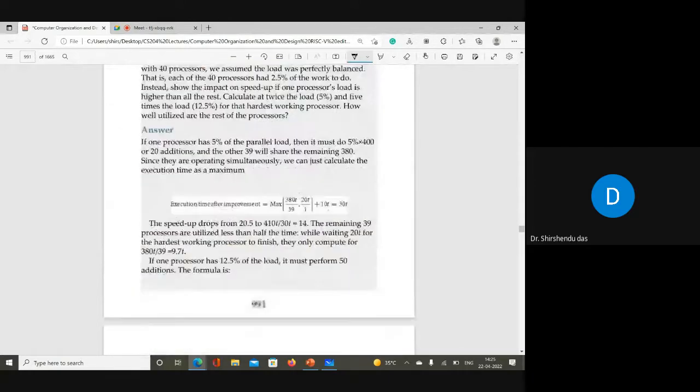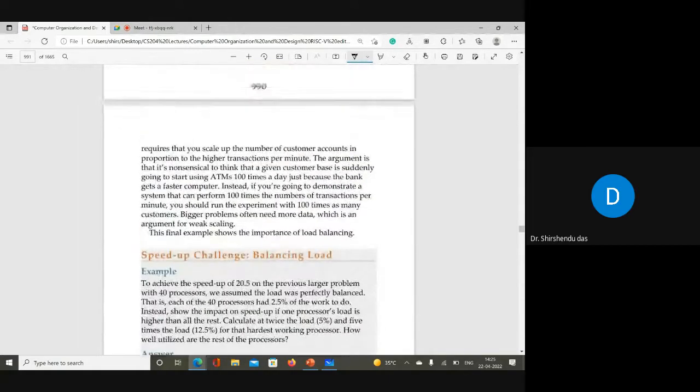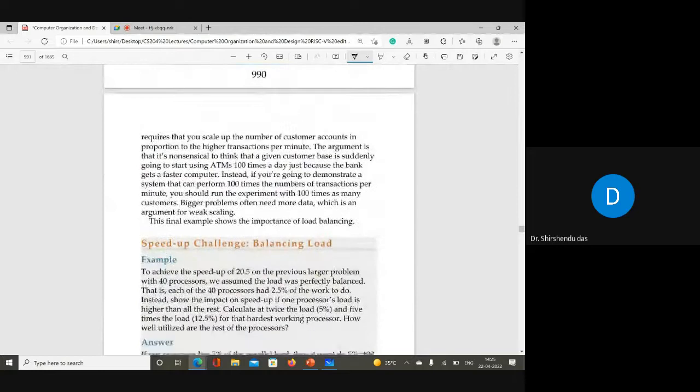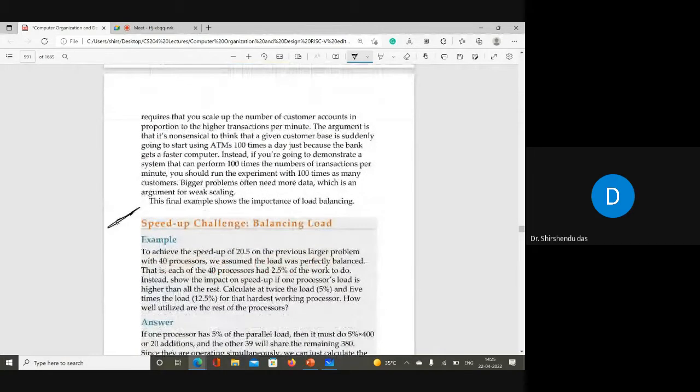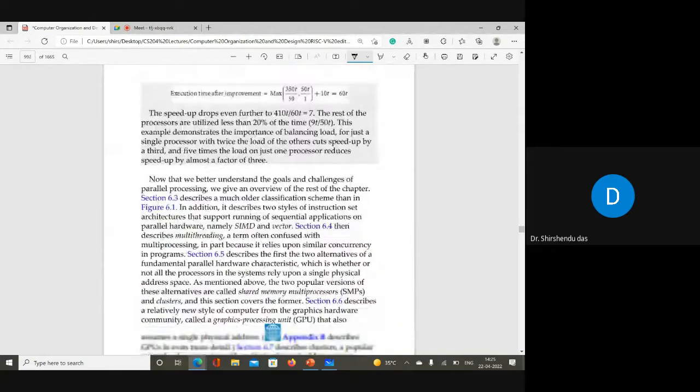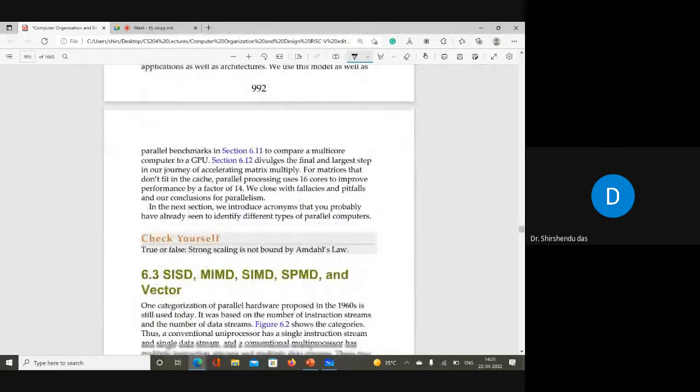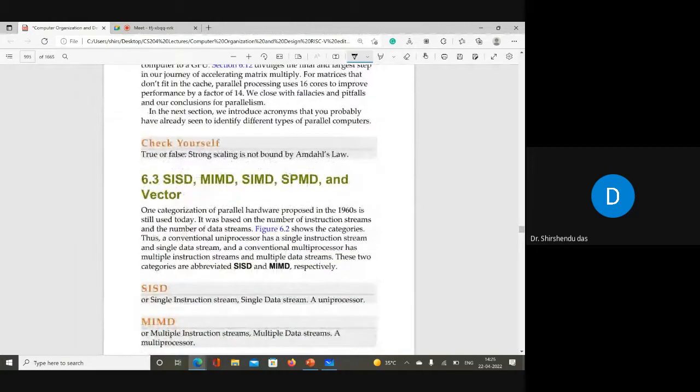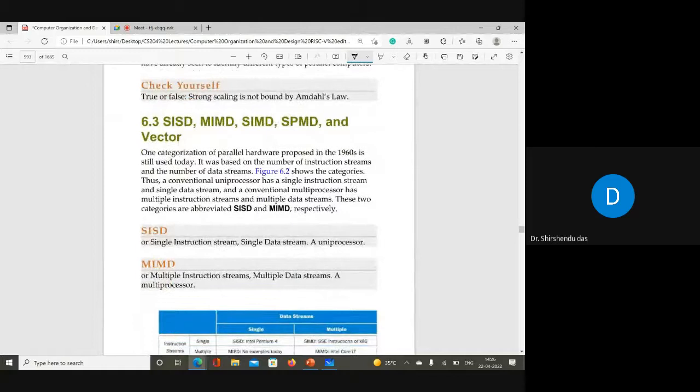Okay, so I'll not discuss much after this here. Since it is a recorded video, I'll share the recorded video. From this point you can skip this section and directly go to the next section, 6.3. From last class, I was discussing parallel processing or parallel hardware.